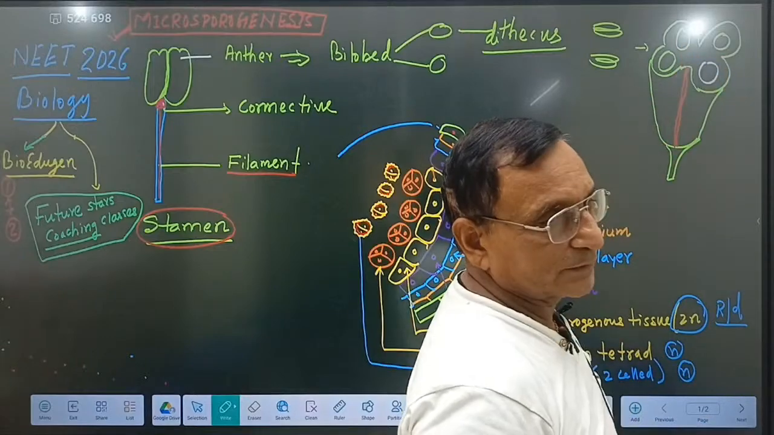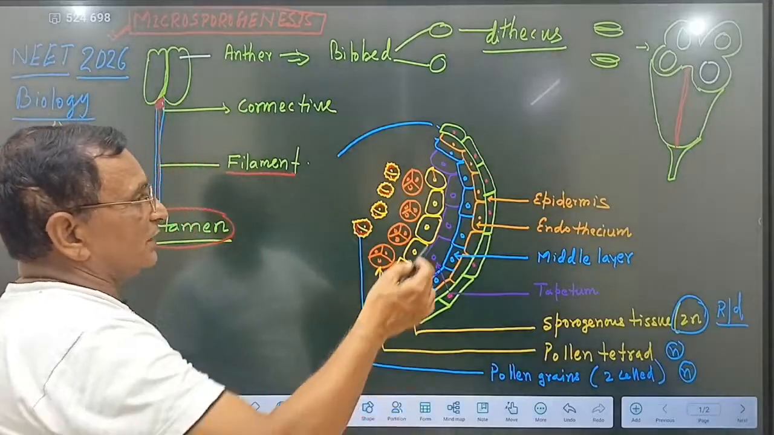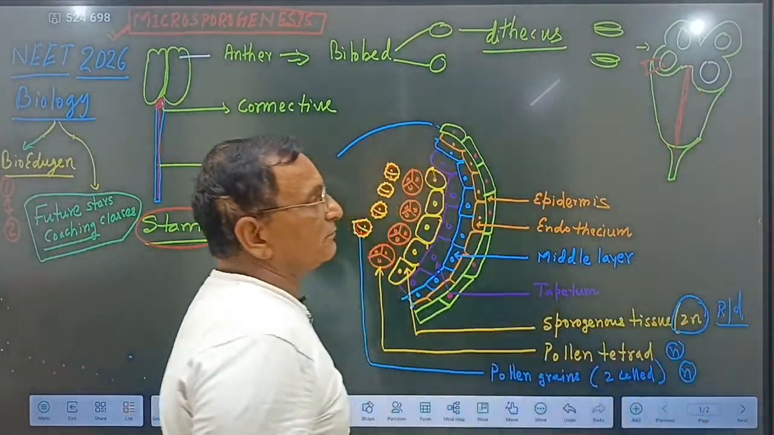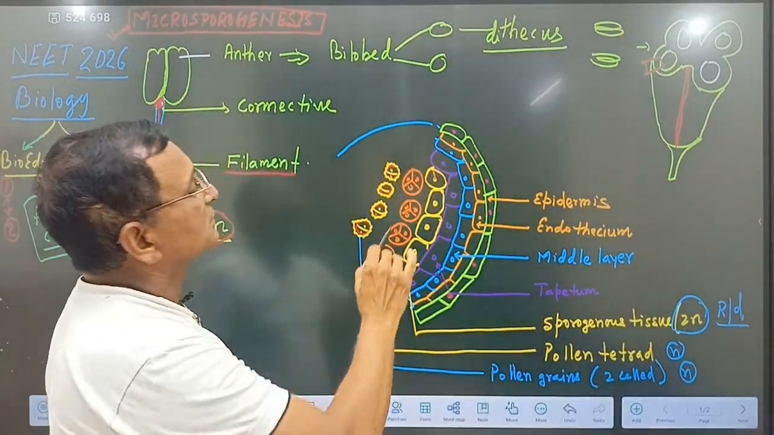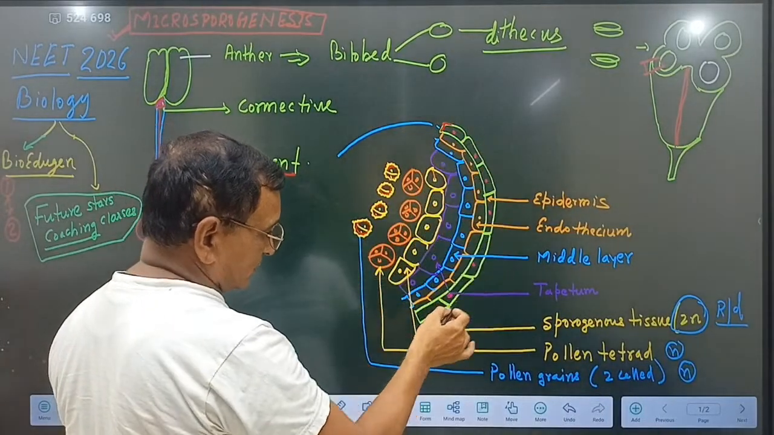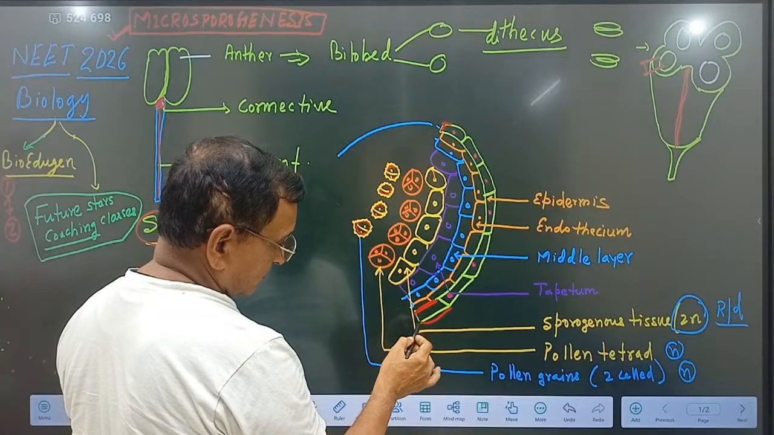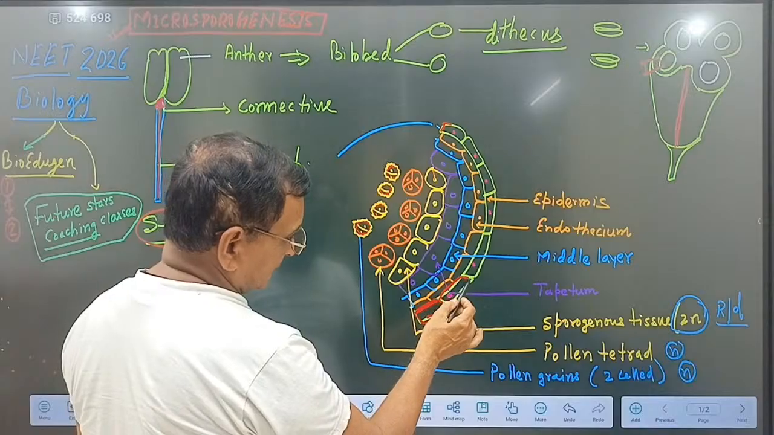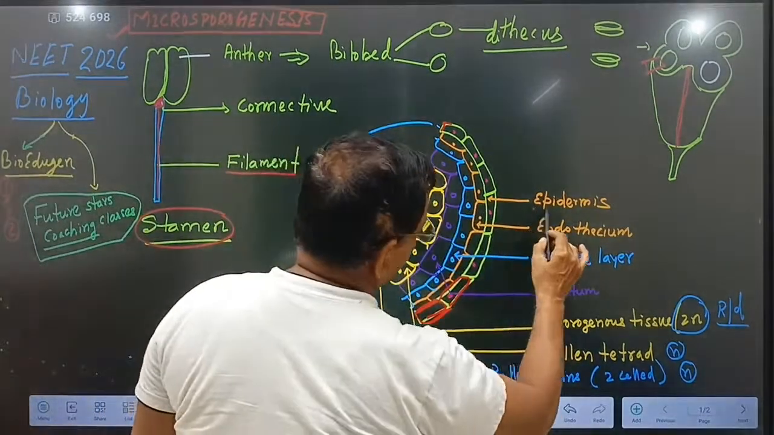In the picture you are already observing this. When we take a cellular diagram from a portion of the pollen chamber, we will see that there is an outer layer, a dumbbell-shaped structure. These are the cells which are dumbbell shaped and known as epidermis. Always the epidermis is dumbbell shaped. So the outer layer is epidermis.